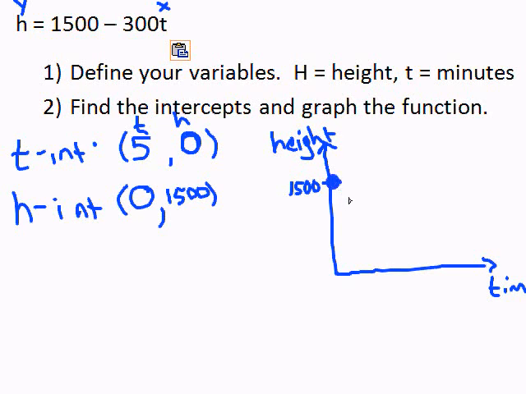Now the balloon's going to descend. Descending means the balloon's going to go down. After 5 minutes, where is the balloon? At 5 minutes, by the way, we need to label our axes, telling what unit we use: time in minutes, height in feet. So after 5 minutes, the balloon reaches a height of 0 feet. So we can connect our two dots with a line, and this allows us to graph the function.